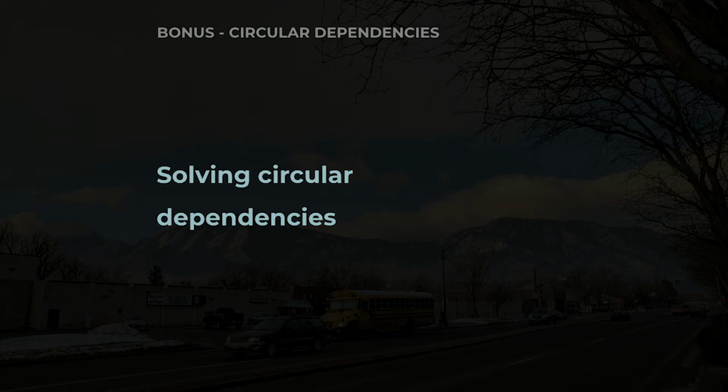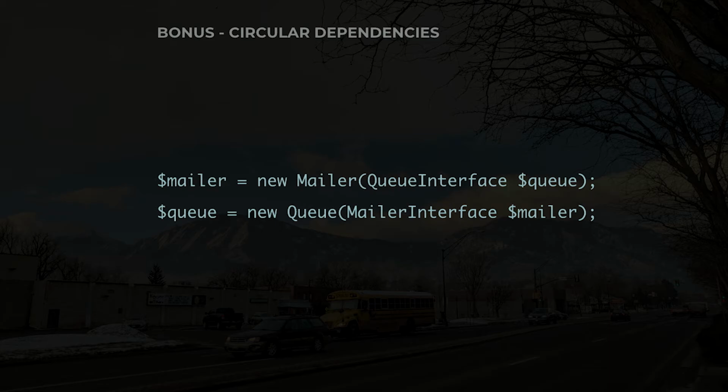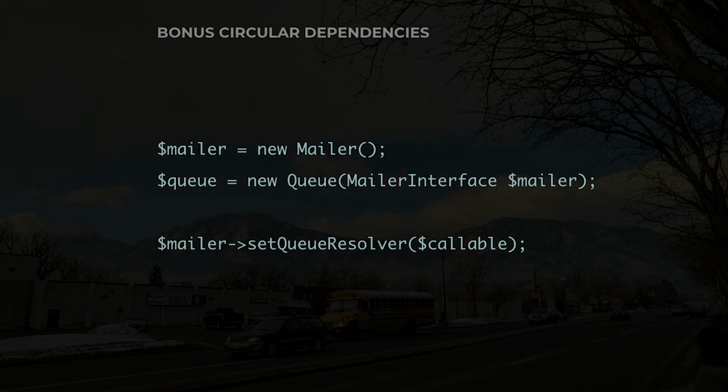Some bonus slides because we still have 5 minutes. Solving circular dependencies, right? For example, you have a queuer and a mailer, and the queuer depends on the mailer, and the mailer depends on the queuer. That's a pretty circular dependency. That's pretty hard for the container to resolve, because the container will try to resolve the mailer, and then the queuer, and then the mailer again, and then the queuer again. So it's going to be stuck in a loop, and most containers have some kind of mechanism to detect this, but you might run into some kind of weird PHP error.